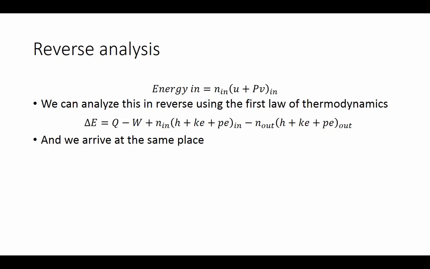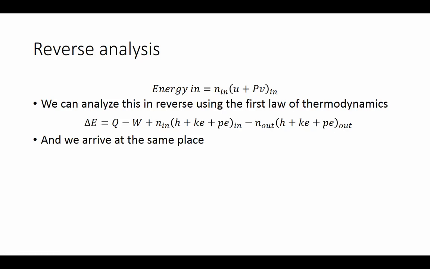Okay, so we can analyze this in reverse. We look at the first law of thermodynamics. We look at the total equation for the change in energy, and we can arrive at the same place that we have by doing what we did on the last slide. So typical first law would look like this, where you have heat minus work, plus mass in, the number of moles in multiplied by the enthalpy plus whatever kinetic energy or potential energy in, minus whatever's going out, whether that be mass out, the number of moles out, multiplied by, again, the enthalpy, the kinetic energy, the potential energy of that going out.